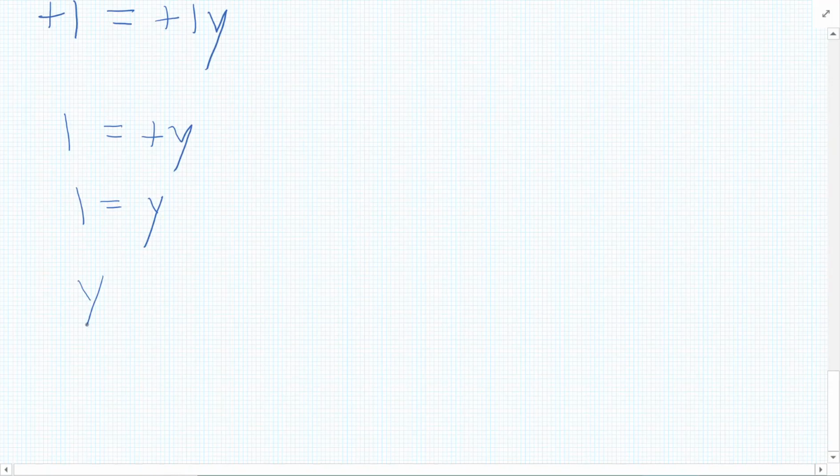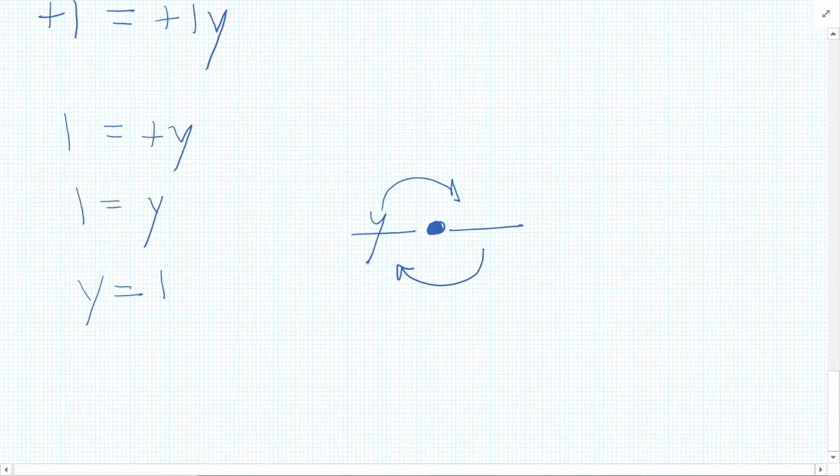It's easier to see it this way, so I'm going to flip. You can imagine just rotating it around, okay? If we're looking from the top down, there's our y, and there's our 1. So y equals 1.